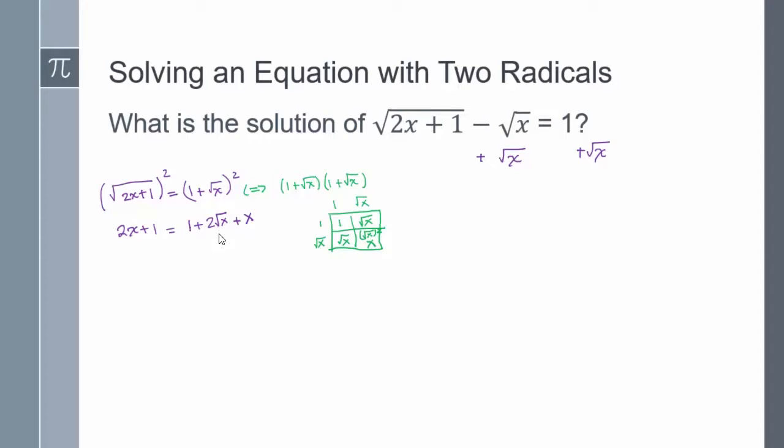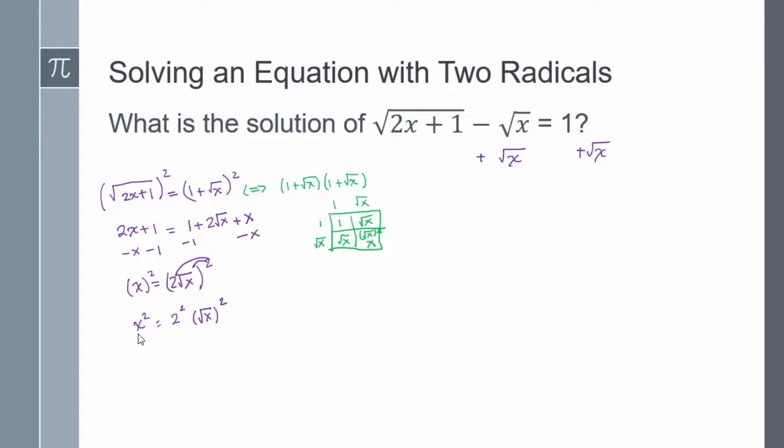From here, I want to isolate this 2 square root of x. To do that, I am going to subtract 1 and x from both sides to get x is equal to 2 square root of x. I still have a square root which I need to get rid of. To do this, I need to square both sides again. Remember to distribute the square to both terms inside the parentheses.